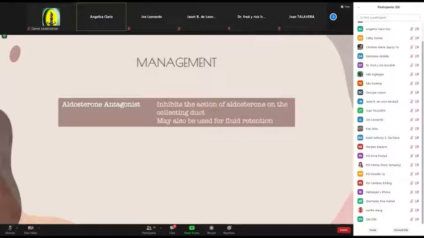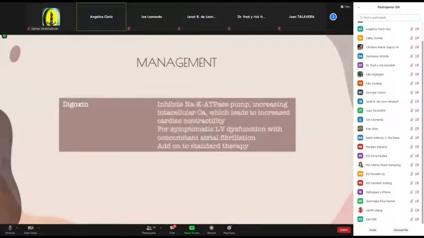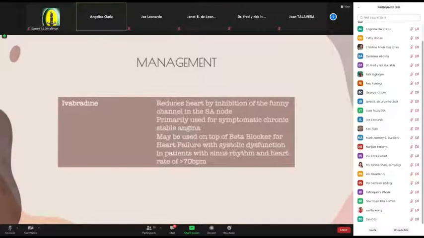Aldosterone antagonist naman, for fluid, may be used for fluid retention. Digoxin, it inhibits the sodium-potassium ATPase pump. Nag-increase siya ng contractility. Ivabradine, primarily used for symptomatic chronic stable angina, may be used on top of a beta blocker for heart failure with systolic dysfunction.